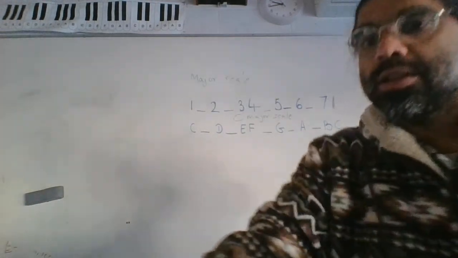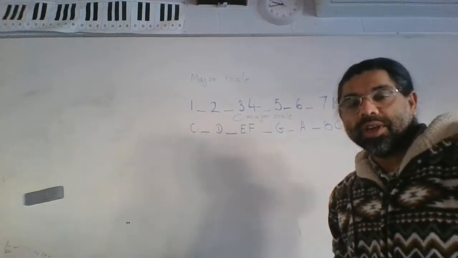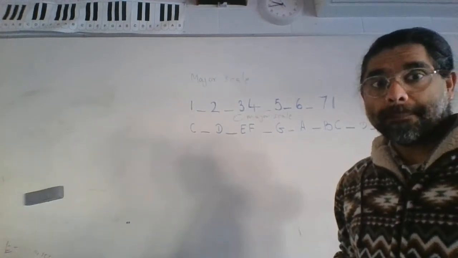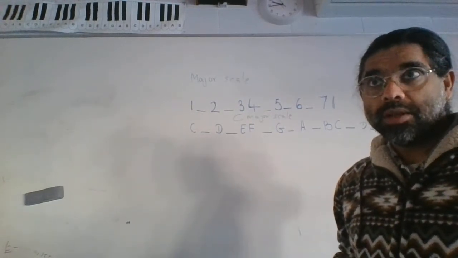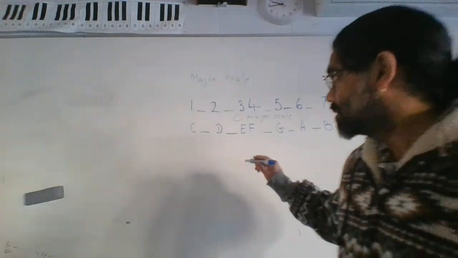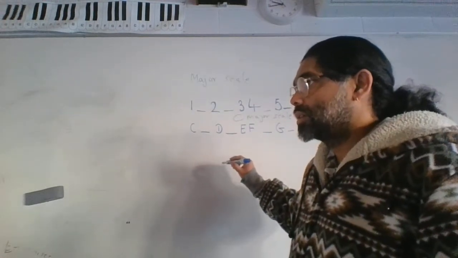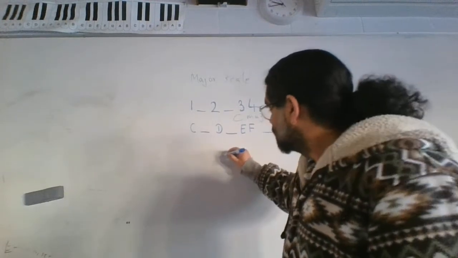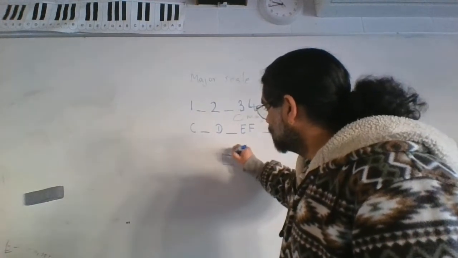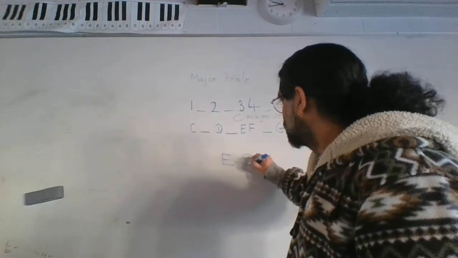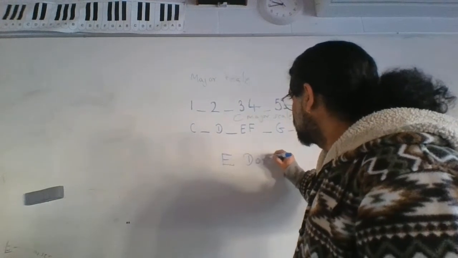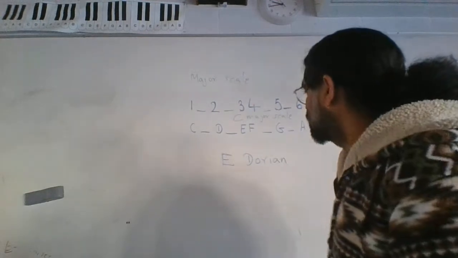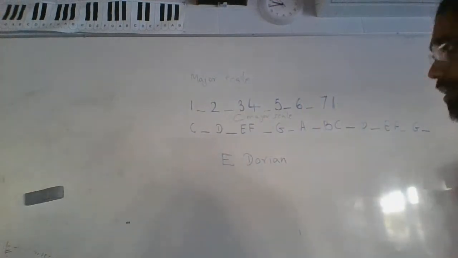Now let's say we want to find the 1 of, let's say, E Dorian. So E Dorian. Now we know that Dorian starts on 2.